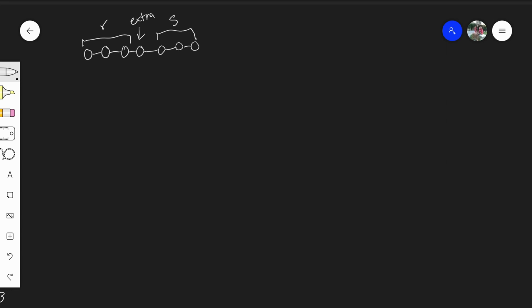So the number of ways to color this path graph would be P sub R plus S plus 1. Okay, and then we're going to use our coloring tool. Now, if the middle extra vertex is white, then we have two disjoint path graphs, one with R vertices and one with S. The number of ways to color this would be the number of ways to color the R side times the number of ways to color the S side.